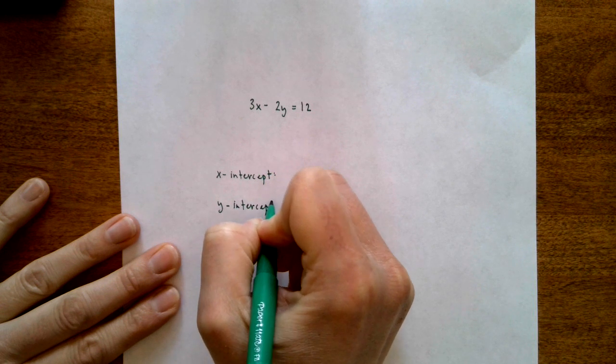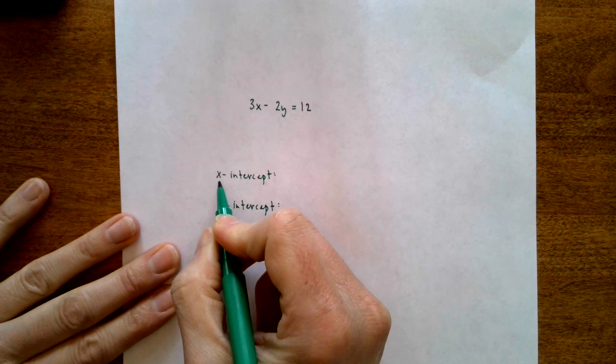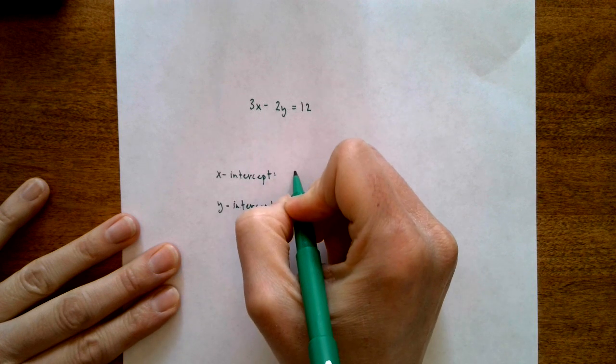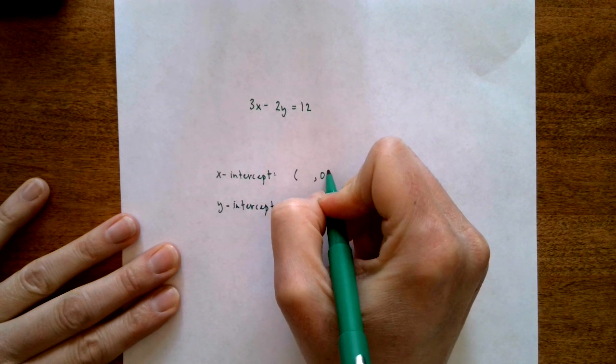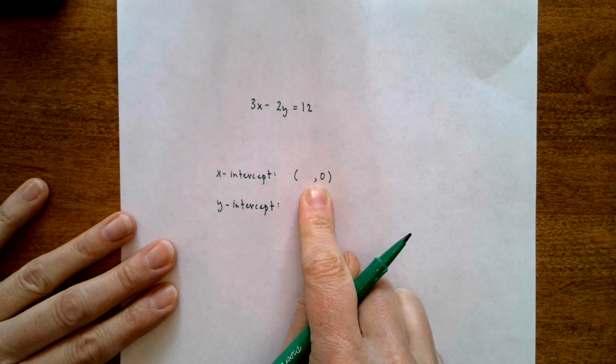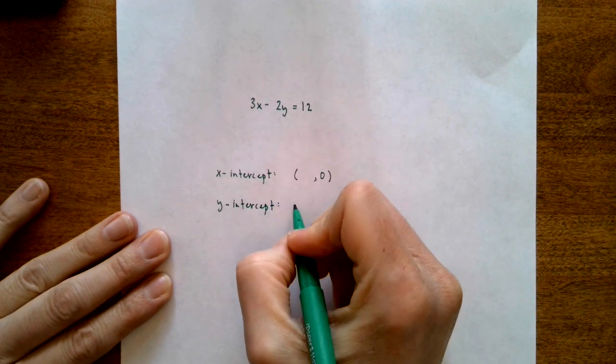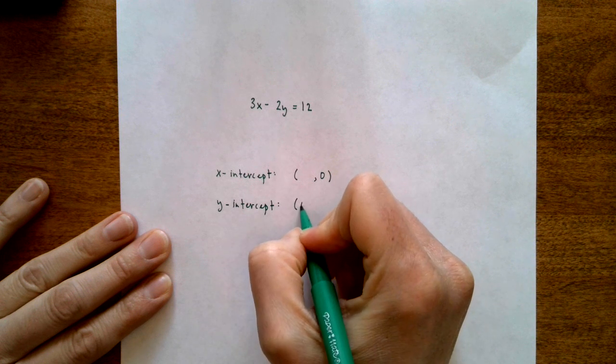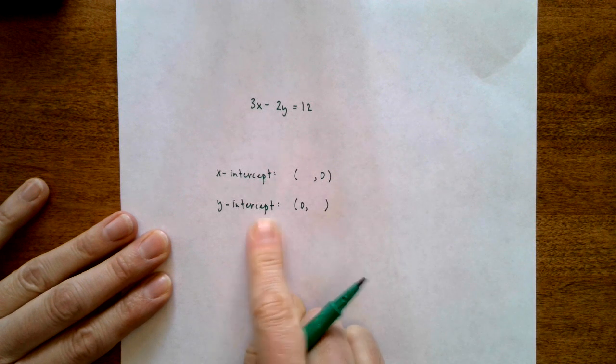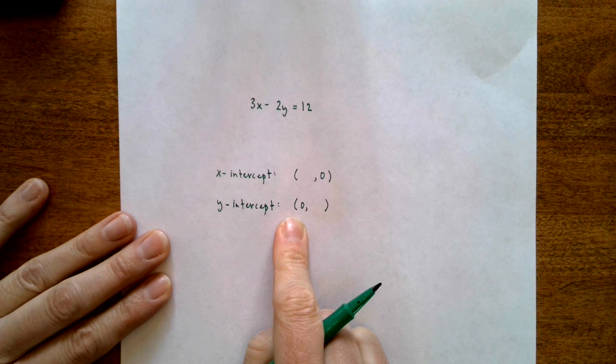So there's a couple things that you need to know here. So for the x-intercept, that's the value of x when y is equal to 0. So for the x-intercept, the y-coordinate's always going to be 0. For the y-intercept, that's the y value where x is 0. So when we write that ordered pair, we always put a 0 for the x. So here's what's happening then.